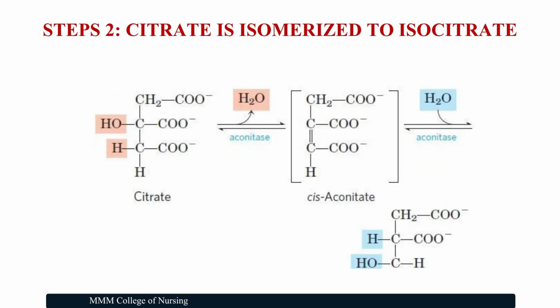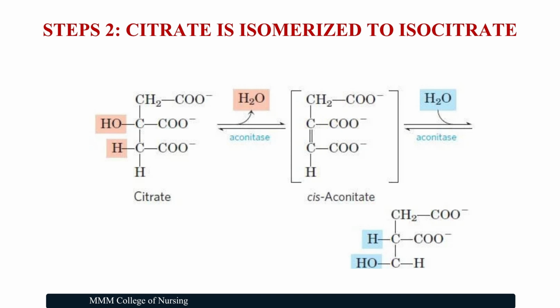Step 2 is the isomerization of citrate to isocitrate. Now we have citrate, but here is the thing, citrate cannot be directly oxidized. It needs to be rearranged first. So the enzyme aconitase comes in and does a two-step rearrangement. First, it removes a water molecule from the citrate to make cis-aconitate. This is just a short-lived intermediate.